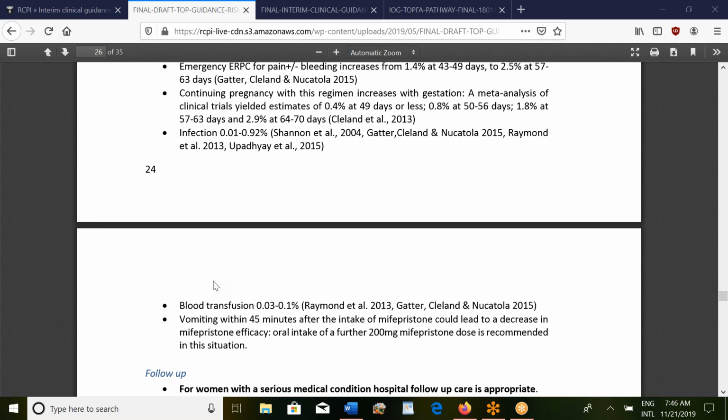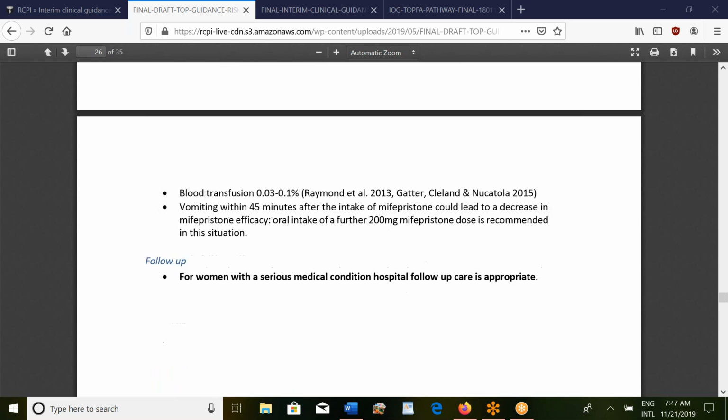So after that, offer her contraception. If she has heavy bleeding, she will need a blood transfusion. And if she vomits within 45 minutes after the intake of mifepristone, then its efficacy will decrease. So in that case, 200 mg of mifepristone can be given additionally. Then for such patients, don't leave them after this.